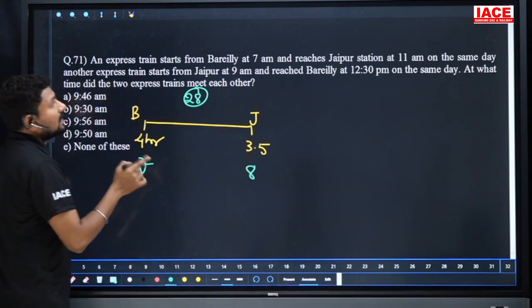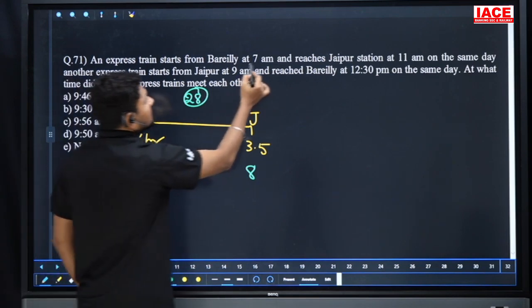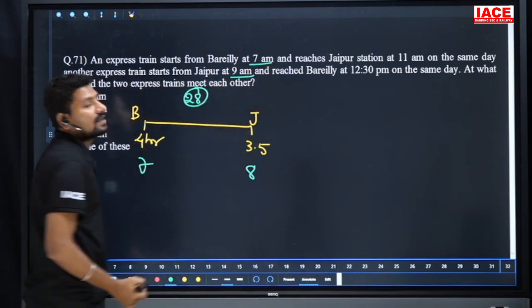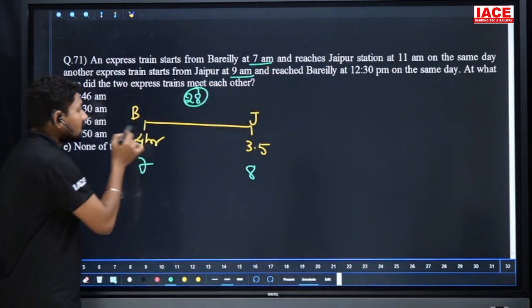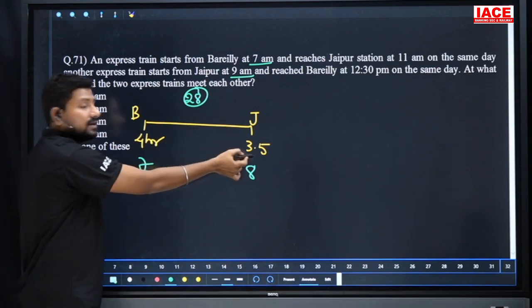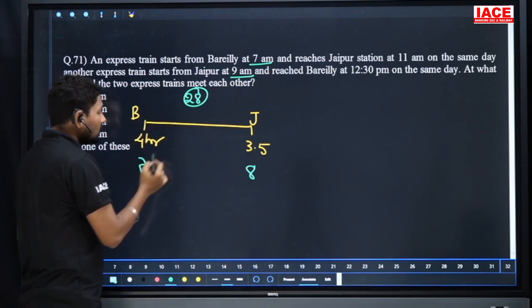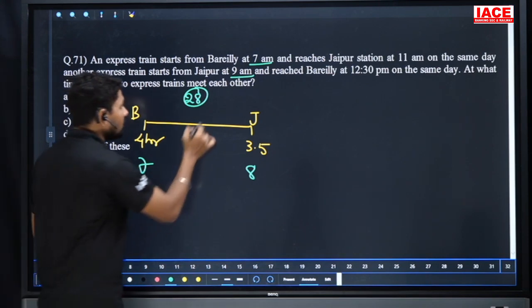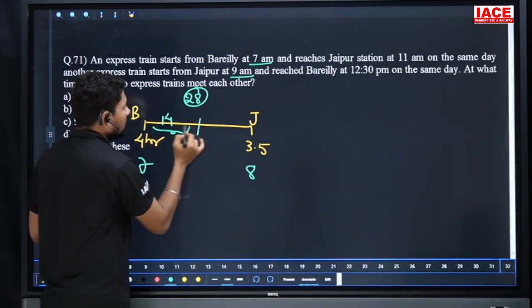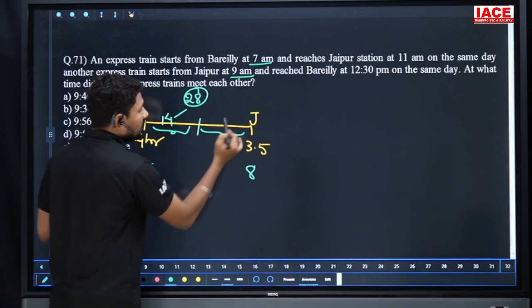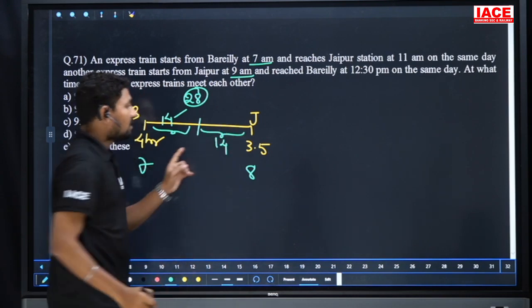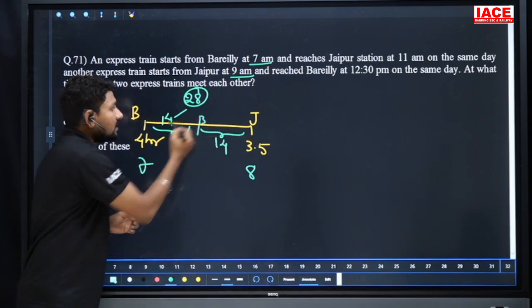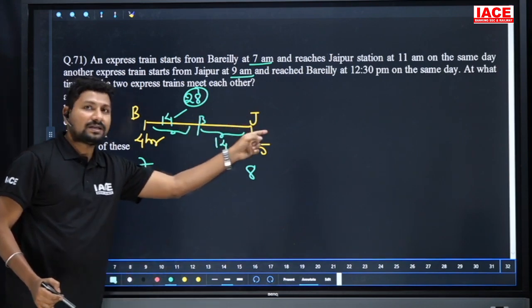And look, both are not starting at the same time. We have to make the timings the same. Here it is 7 a.m., and here it is 9 a.m. The train that started at 7 a.m. does not wait for the second train, so it has already covered 2 hours. In 2 hours, how many kilometers will it cover? The speed is 7, so 14 kilometers are already completed. Remaining is 14 kilometers. That means the Bareilly train is going to meet the Jaipur train.